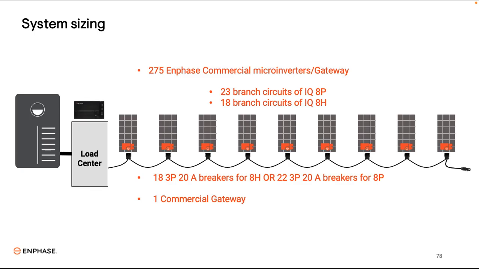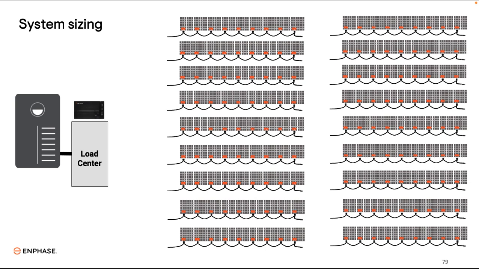So since the branch circuit size is limited to 15 per branch with 8H and 12 per branch with 8P by the number 12 conductors in the QD cable, and a commercial gateway is able to communicate with up to 275 microinverters, the maximum amount of fully loaded branch circuits we can have per gateway is 23 for 8P and 18 for 8H. That's the equivalent of about 132 kilowatts per gateway for 8P and 105 kilowatts for 8H. If you're planning on building a system greater than that, no problem. Just add more gateways in increments.